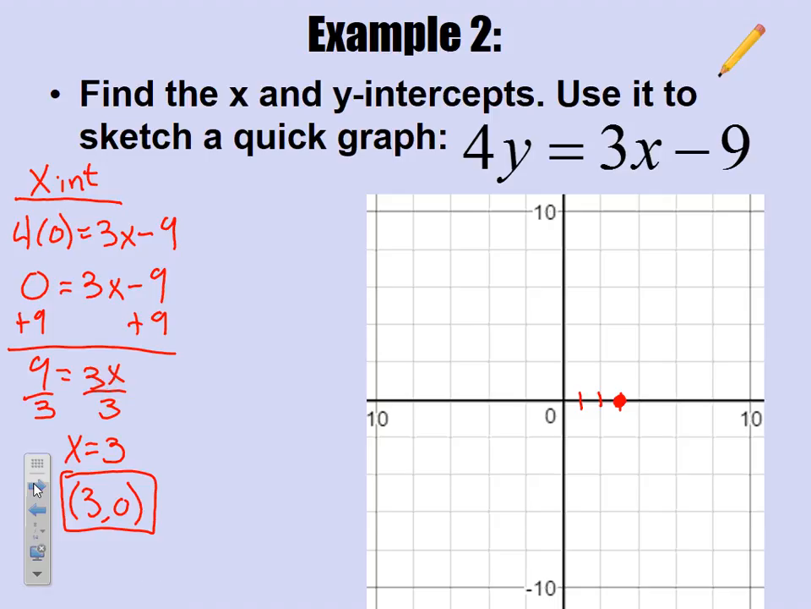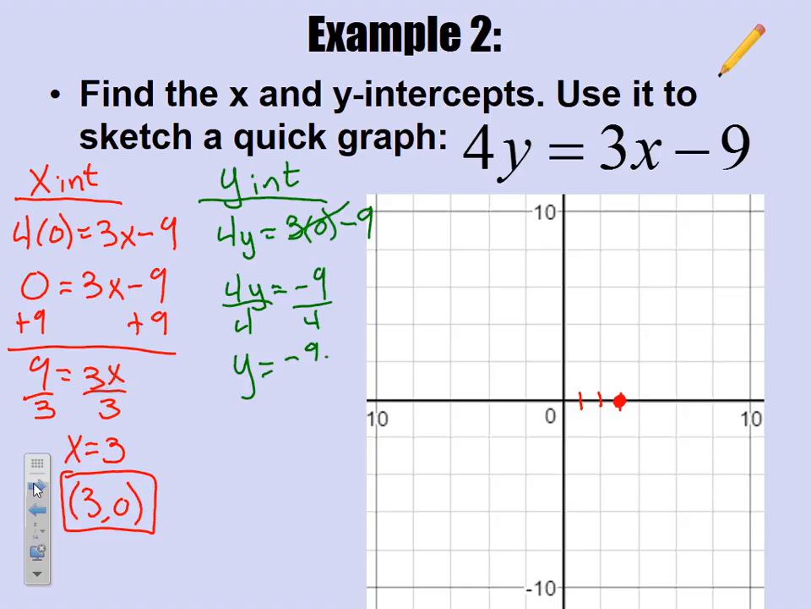Now we go back, we have to find our y-intercept now. To do that, we're going to plug in 0 for x. So we have 4y equals 3 times 0 minus 9. That's going to be 0, so I have 4y equals negative 9. Divide by 4, and y equals negative 9/4 or negative 2 1/4. Okay, so when I have that point, it's going to be 0, negative 2 1/4.